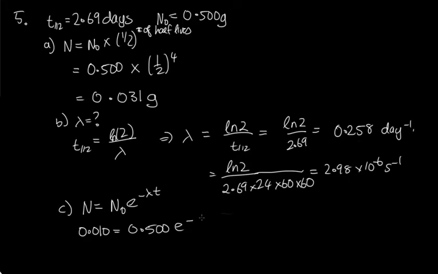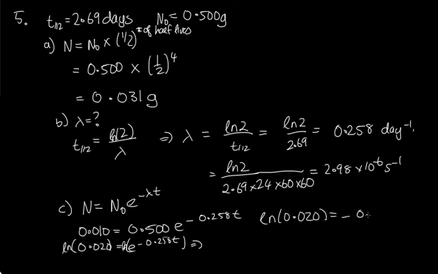Let's get our time in days to start with, so that's 0.258 t, and this time is in days, and so we divide this by this, and we end up with 0.020 is equal to e to the minus 0.258 t, and now we're going to need to take the natural logarithm of both sides in order to get rid of this exponential. So doing that gives us log of 0.020 is equal to minus 0.258 t, and so t is equal to 15.2 days.